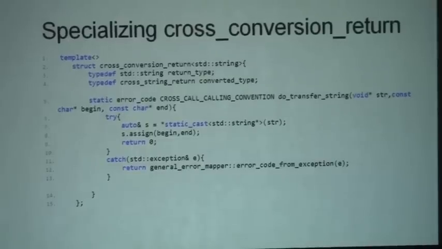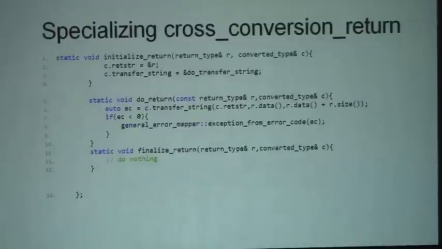Right, so it's a string, so we can't just copy stuff blindly. So what we do is we write a static function called doTransferString, and basically that'll take a string and take a begin and end and assign it to that, and return an error code if it has a problem.